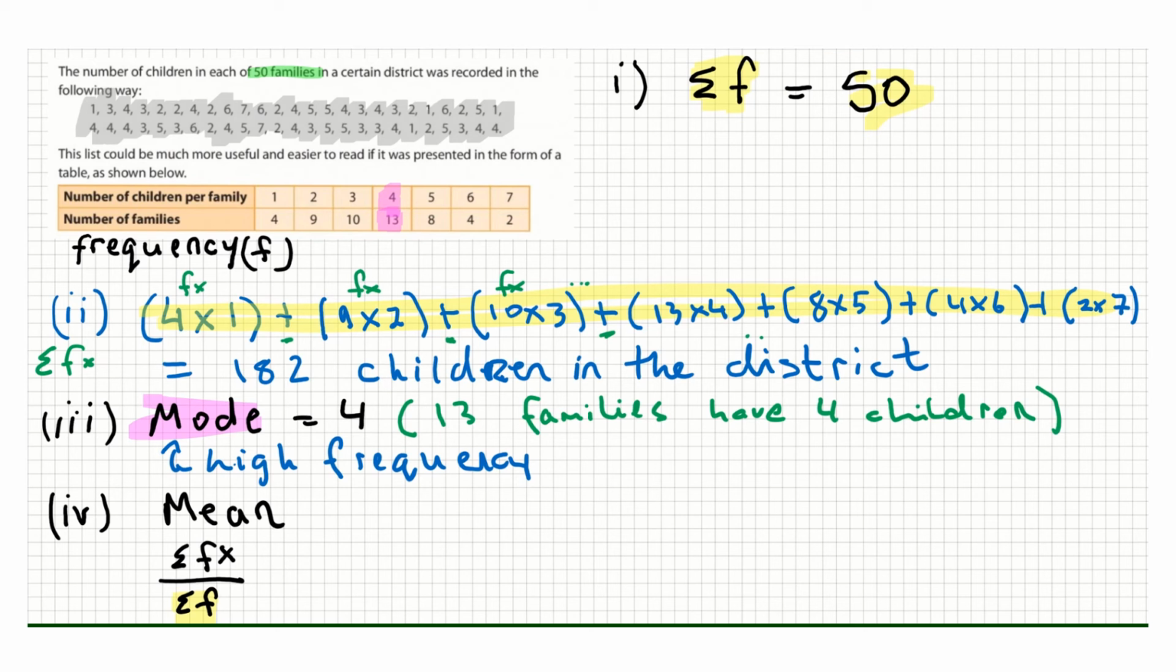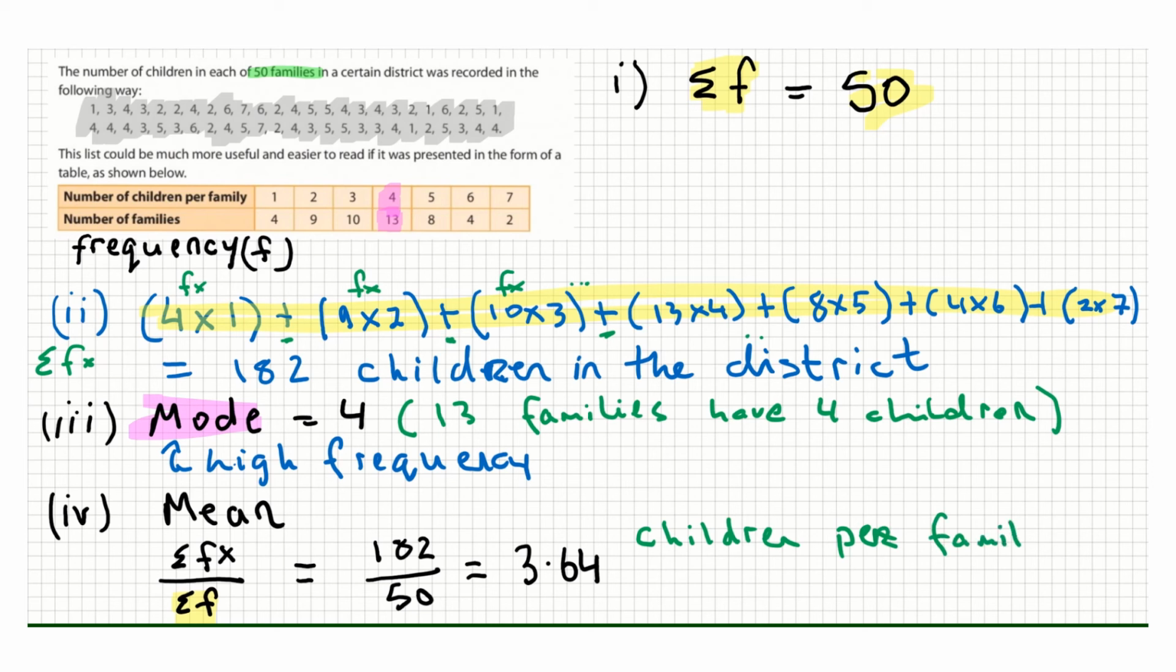To calculate this, the sum of f times x is 182 divided by 50. You'll use the fraction button on your calculator and you get the answer of 3.64. So this means 3.64 children per family, the average or mean number of children per family.